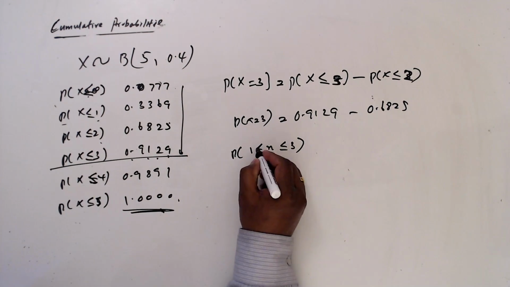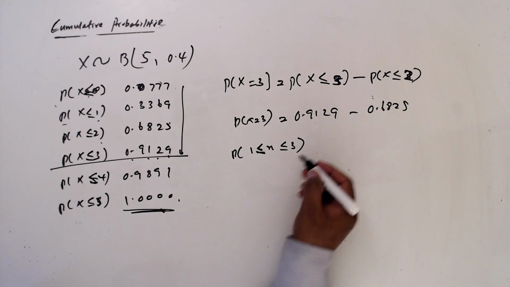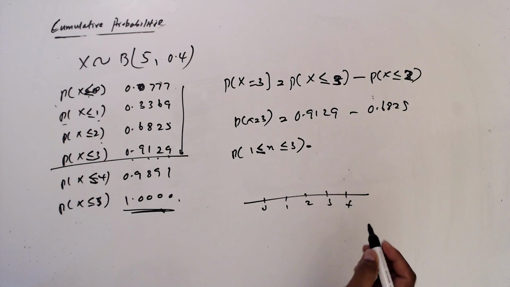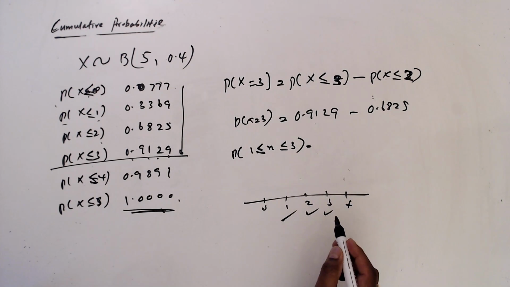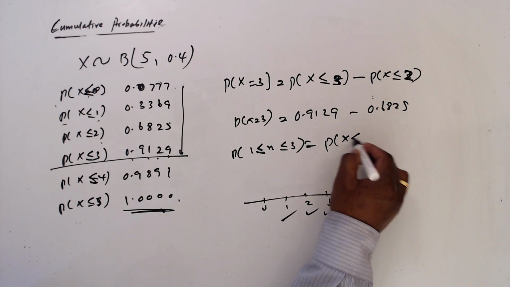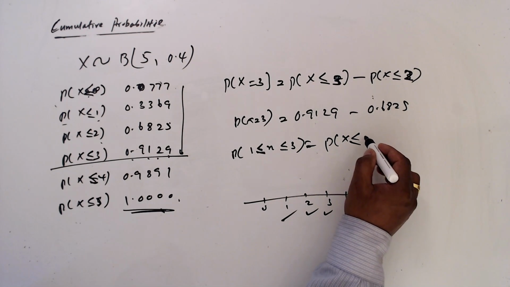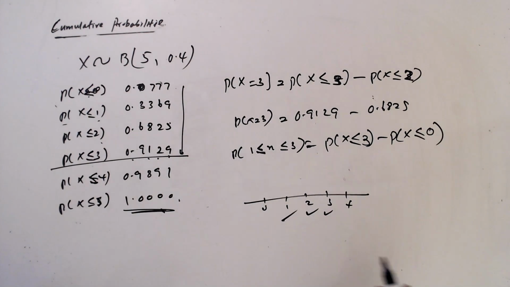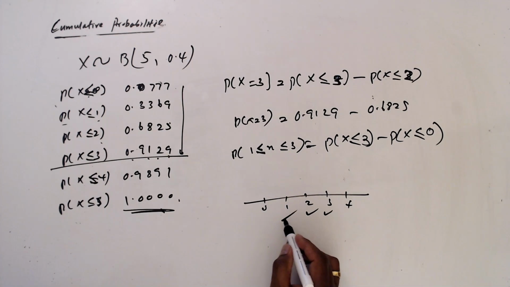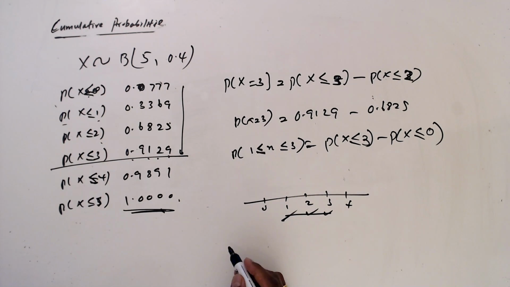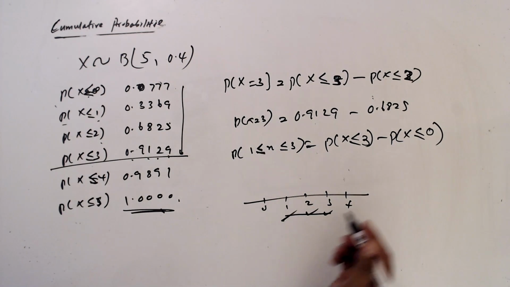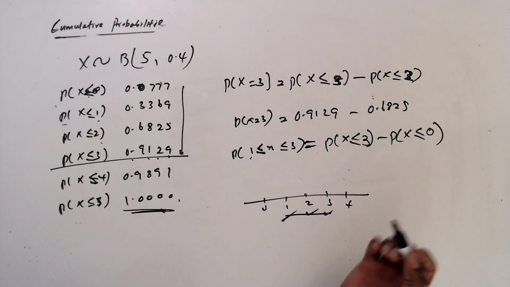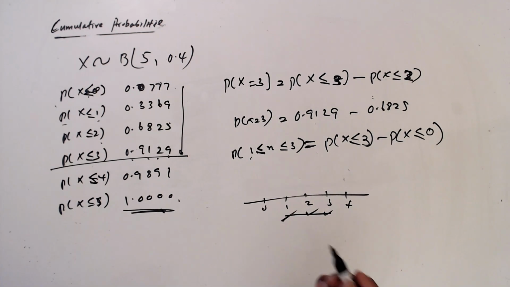Assume you want to find 1 less than x less than or equal to 3. So 0, 1, 2, 3, 4. It means you need 3, 2, 1. Then probability x less than or equal to 3, minus probability x less than or equal to 0, because you need all of 1 to 3. This is a mistake students usually make: when they see 1, they write 1, and it is wrong.